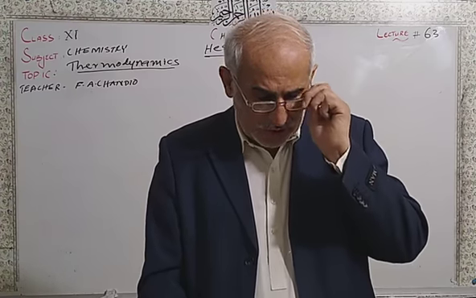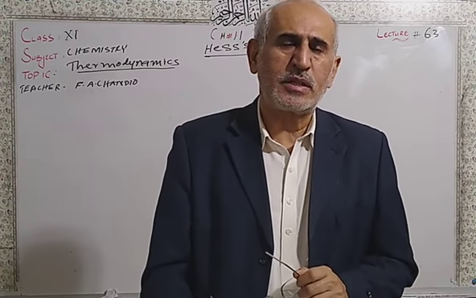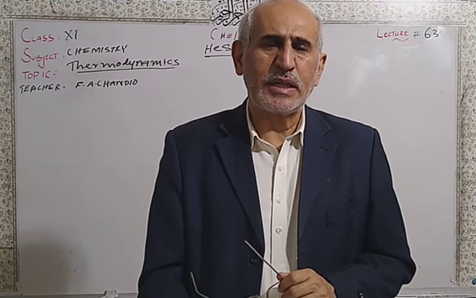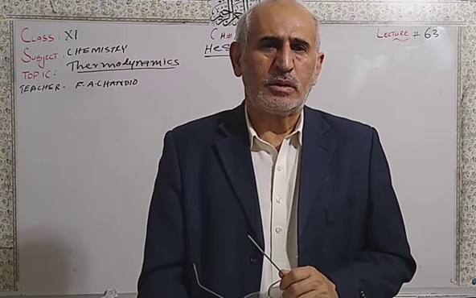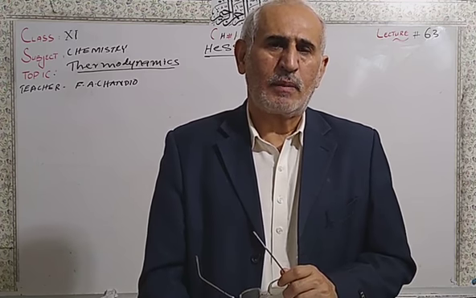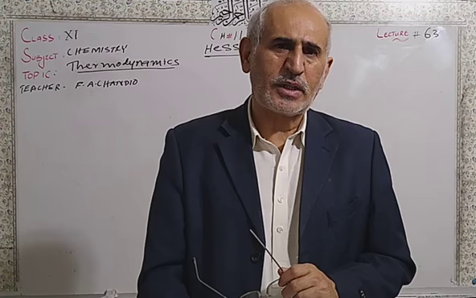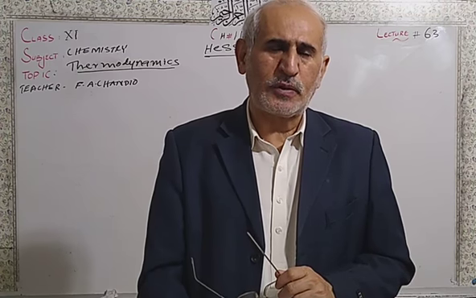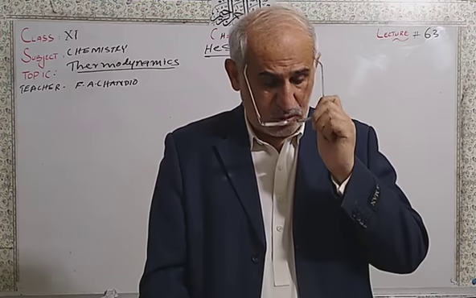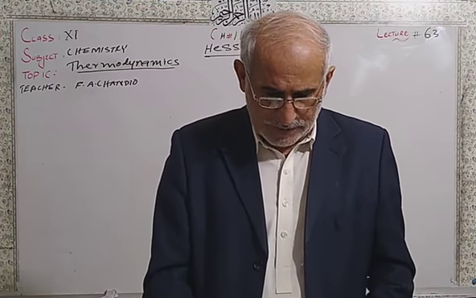In chemical reactions, we see two types of changes. One is the exothermic reaction and the other is the endothermic reaction. In an exothermic reaction, heat is evolved from the system to the surroundings. In an endothermic reaction, heat is absorbed from the surroundings into the system. This is thermodynamics.